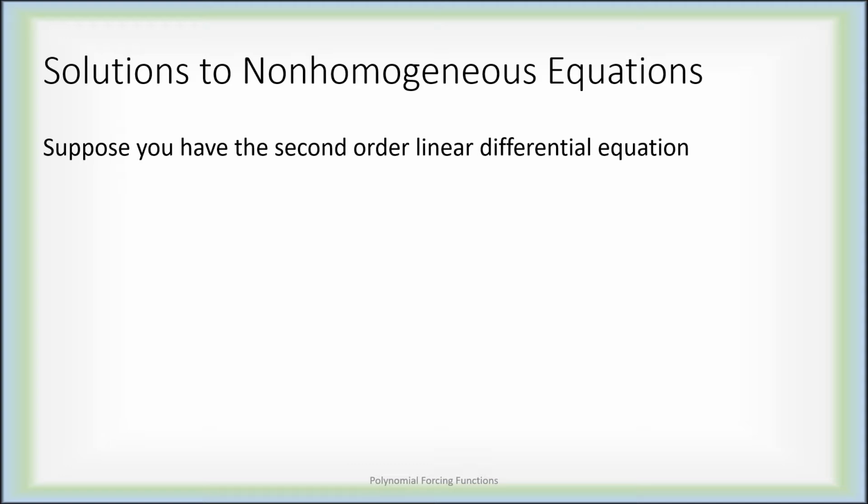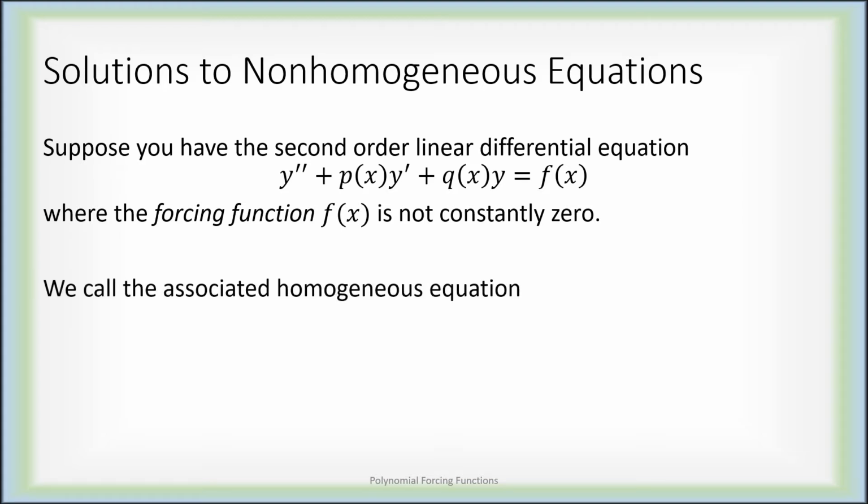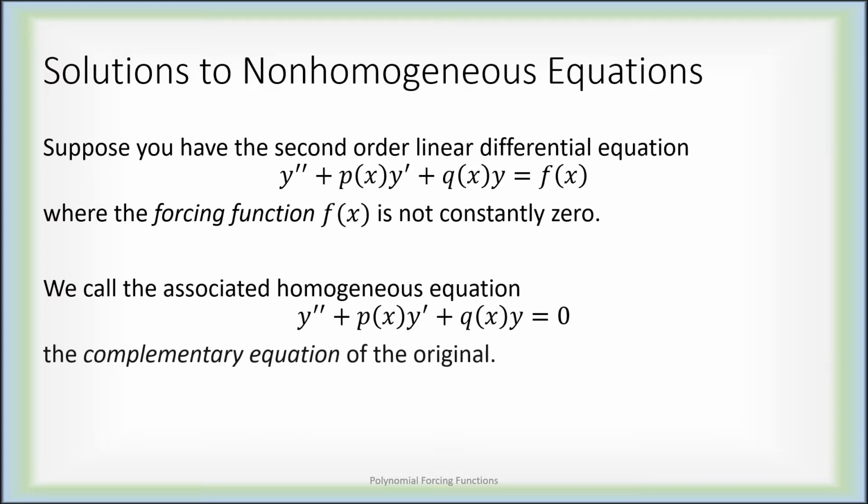Suppose we just have a normal second-order linear differential equation, y'' + p(x)y' + q(x)y = f(x). If the forcing function f(x) is not constantly zero, well then we're in a non-homogeneous situation. However, there's an associated homogeneous equation where I simply pretend the forcing function is zero. And this is called the complementary equation to the original. So whatever your second order linear differential equation is, if you change the forcing function to be zero and make it homogeneous, that's called the complementary equation.